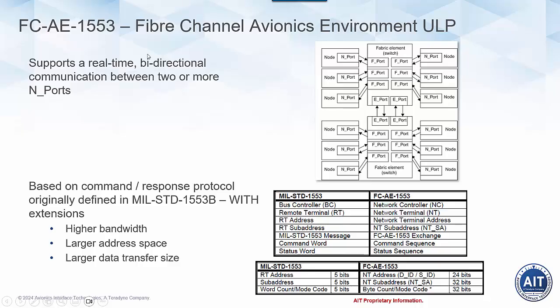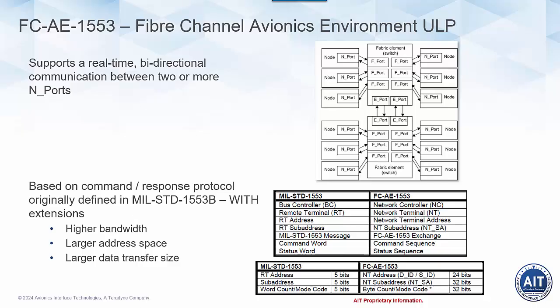FC-AE 1553 is the Fibre Channel avionics environment upper level protocol. It supports real-time bidirectional communication between two or more endports. So it's describing a protocol between two nodes in the network and how they communicate bidirectionally. It's based on the command response protocol originally defined in MIL standard 1553, so it looks a lot like 1553. It's meant to support the same types of applications as 1553. It's meant to be real-time and deterministic and resilient and provide very reliable communications.